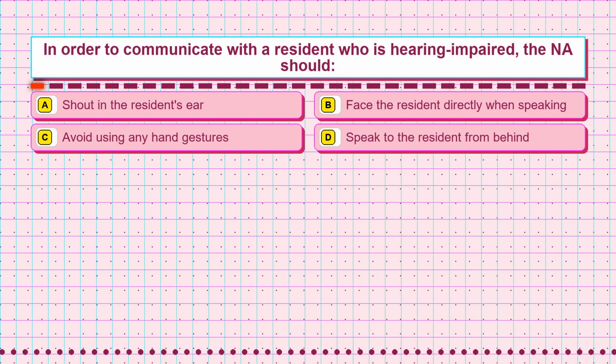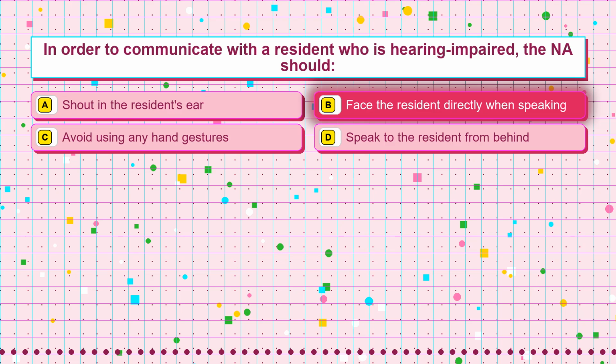Question 44. In order to communicate with a resident who is hearing impaired, the NA should: Option A. Shout in the resident's ear. Option B. Face the resident directly when speaking. Option C. Avoid using any hand gestures. Option D. Speak to the resident from behind.